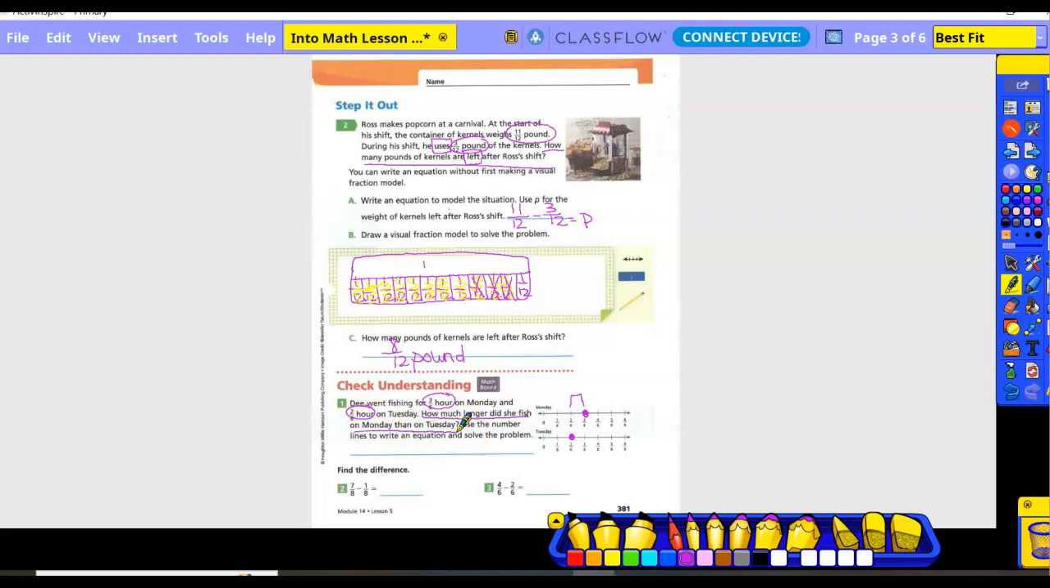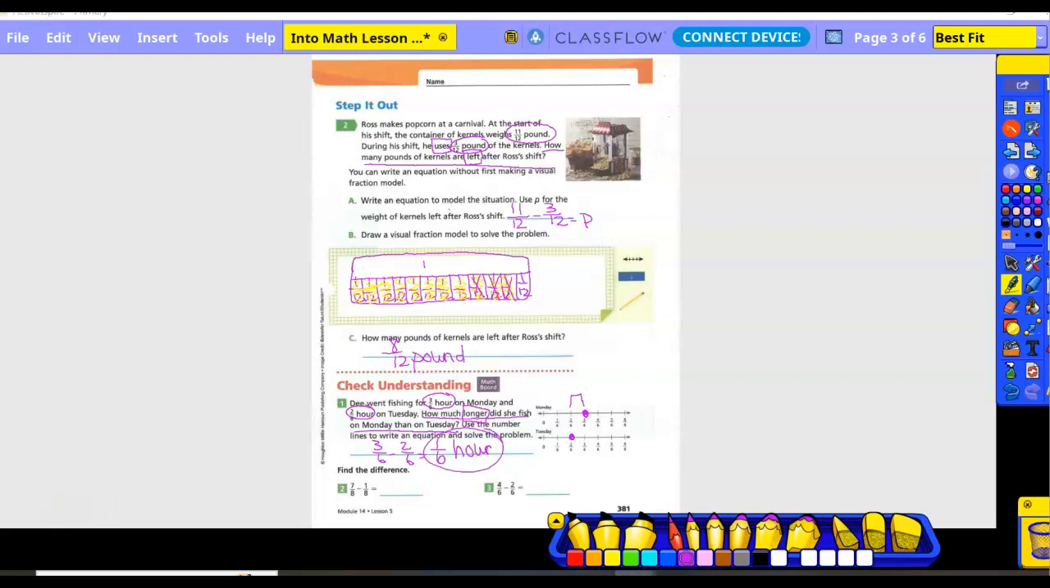Is there any key terms that I can put in a box? Longer, maybe? Okay. So what's my equation, guys? Minus 2/6 equals what? 1/6 of an hour.